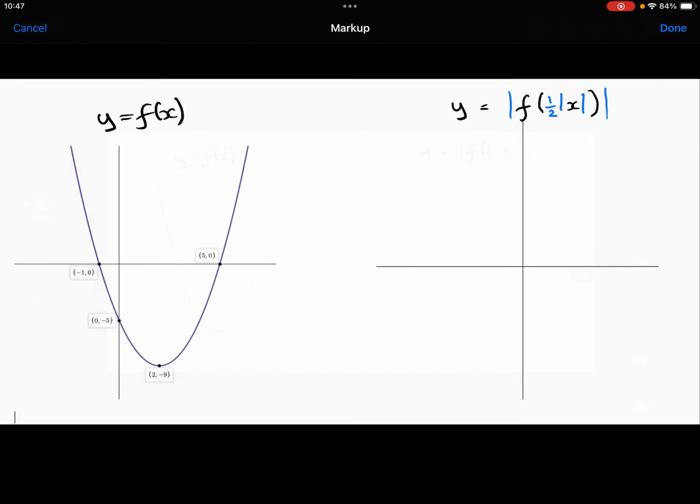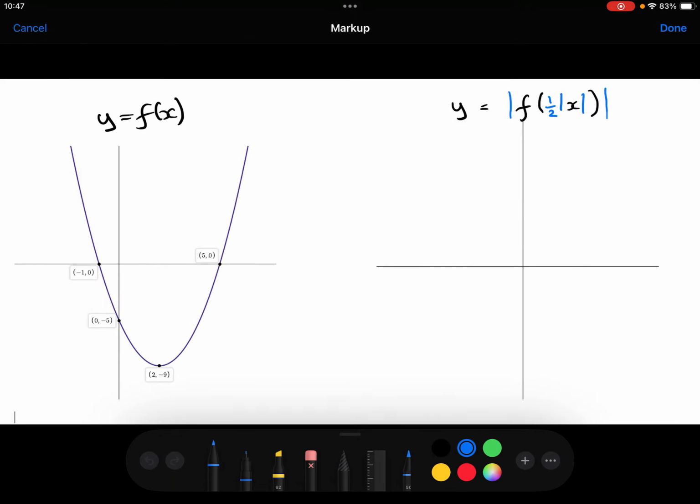Next example. Again, on the left-hand side, I've got y equals f of x. We've got a quadratic that's going through the point 5, minus 1. Those are the x-intercepts. It's got a y-intercept of minus 5, and we've been given the turning point there. And I want to draw the graph of the modulus of f of 1/2 times the modulus of x.